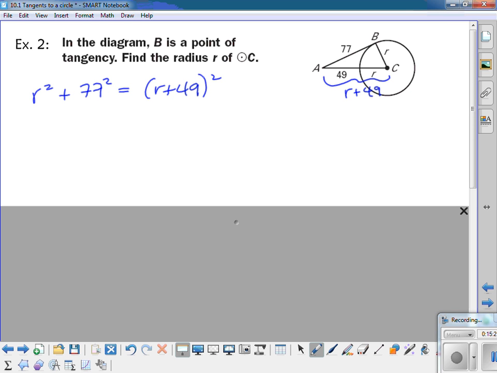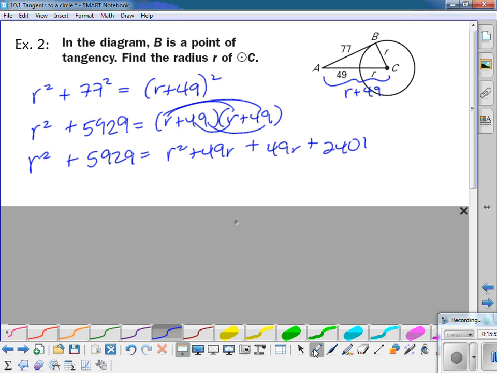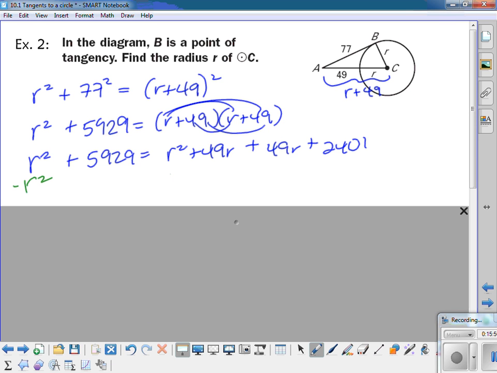Now to square a binomial, it's not just going to be r squared plus 49 squared. 77 squared is 5929. And then what you had to remember is you have to do r plus 49 times r plus 49. So r times r is r squared, r times 49 is 49r, 49 times r is 49r, and 49 times 49 comes out to 2401. So if you subtract the r squared from both sides, you get lucky. This one you don't have to factor. And then we subtract the 2401.